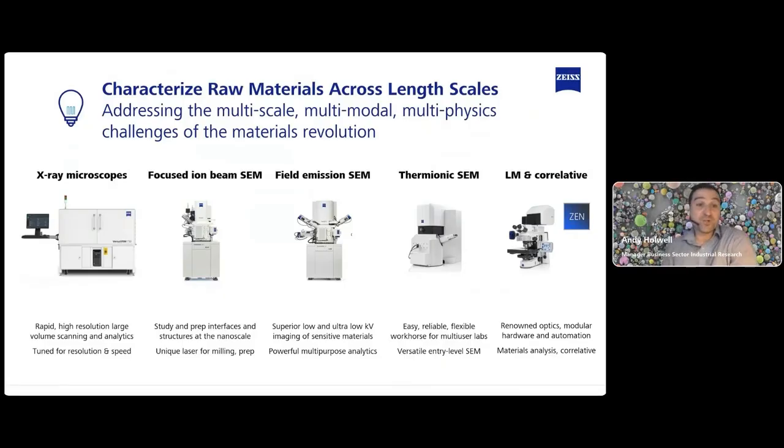In X-ray microscopes, you get rapid, large-volume scanning and analytics with high resolution, but also high speed. Focused ion beam SEM, so that is our FIB-SEM, is for milling and studying things like interfaces and structures at the nanoscale. And we've also got a unique laser accessory available for that to do very fast milling and preparation of samples.